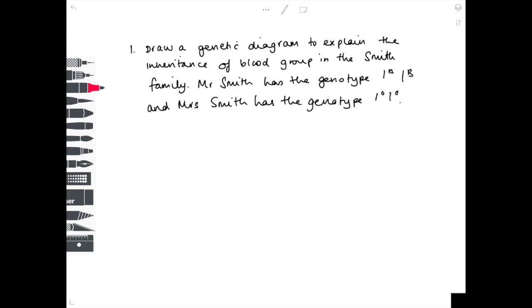So let's look at an example to make it nice and straightforward. We're drawing a genetic diagram to explain the inheritance of blood group in the Smith family. Mr. Smith has the genotype IA-IB and Mrs. Smith has the genotype IO-IO. So using my method from before, we're going to lay it out as a table. So Mr. Smith, Mrs. Smith.